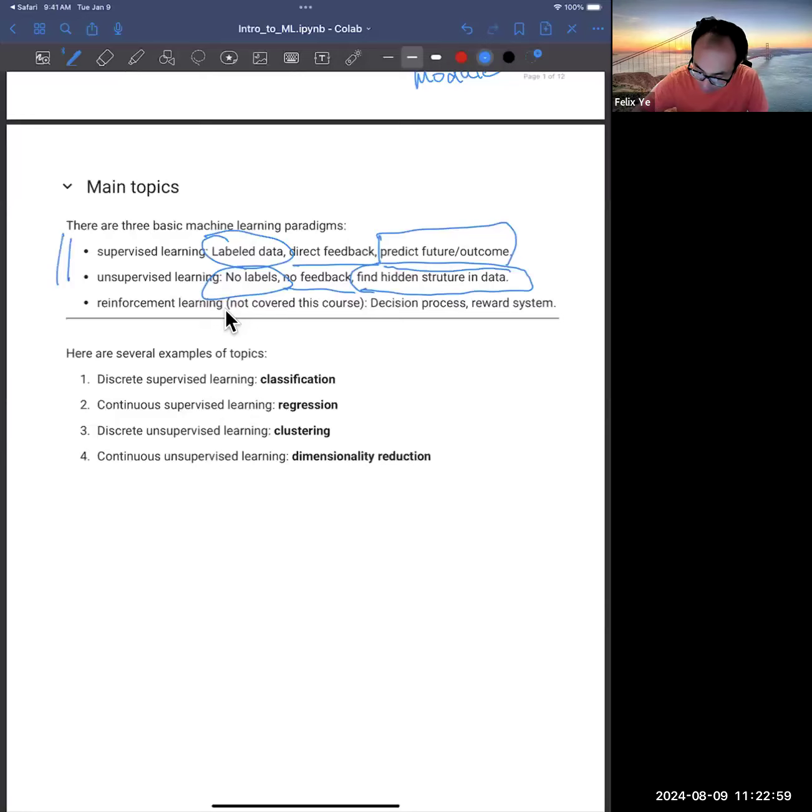For this machine learning course, I would spend most of the time, like two thirds, on supervised learning and one third on unsupervised learning. You can think of the neural network part as also a part of supervised learning.